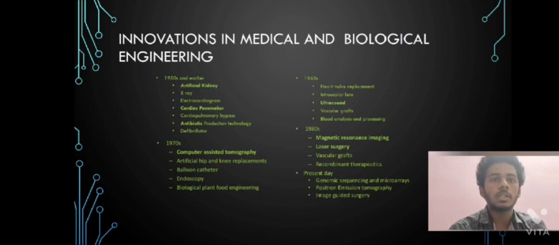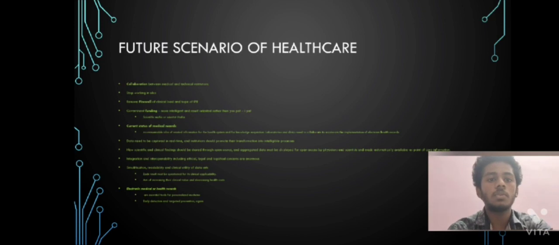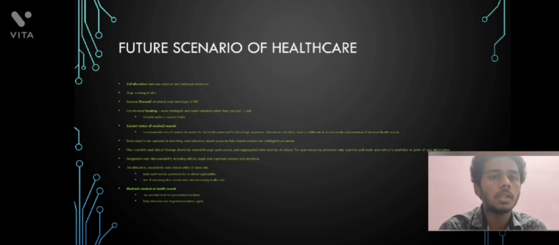These are the updates over the past 70 years. And the future scenario of healthcare is collaboration between medical and technical institutions, removal of firewalls at clinical load, HIPAA and IPR, and government funding. The current status of medical records is incommunicable silos of wasted information for the health system and for knowledge acquisition libraries. Electronic medical or health records, and data need to be captured in real time, and institutions should save them for future intelligence. These are the future scenarios, and thank you.